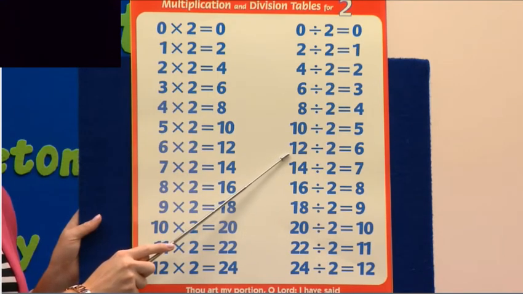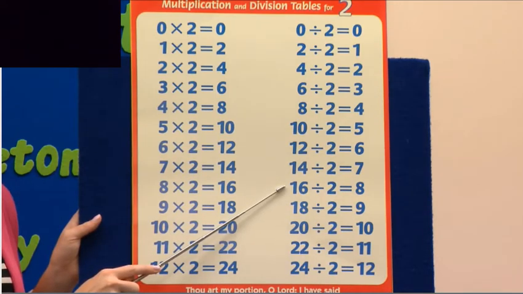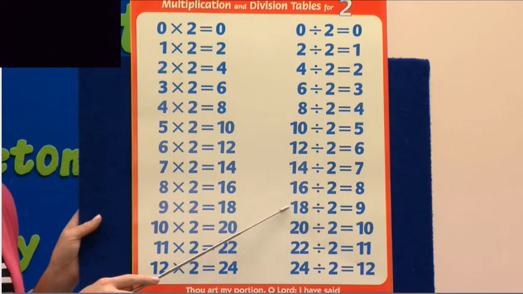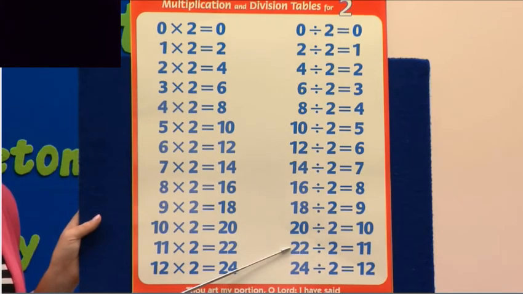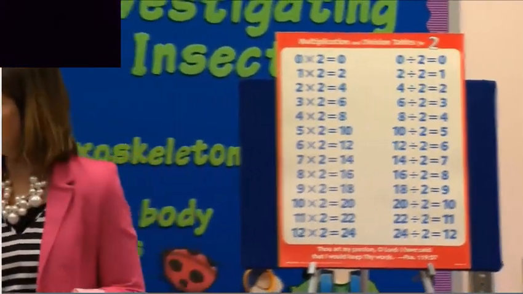If you have brown hair, stand and answer. 14 divided by 2 equals 7. 16 divided by 2 equals 8. 18 divided by 2 equals 9. 20 divided by 2 equals 10. Have a seat. Everybody say them together. 22 divided by 2 equals 11. 24 divided by 2 equals 12. You may have a seat.